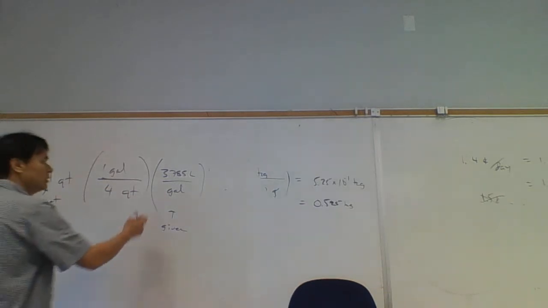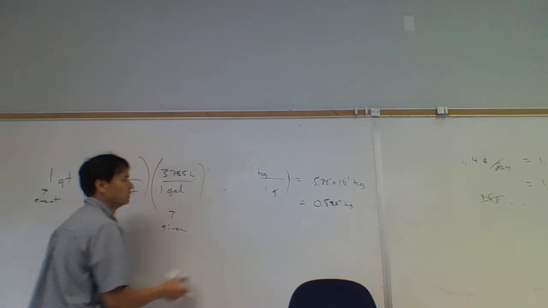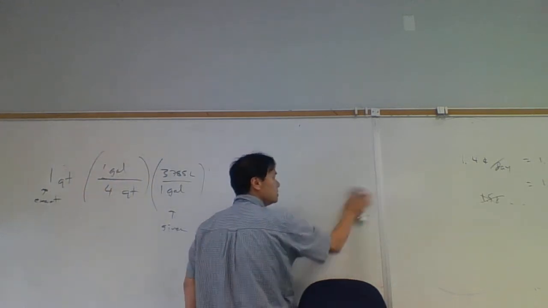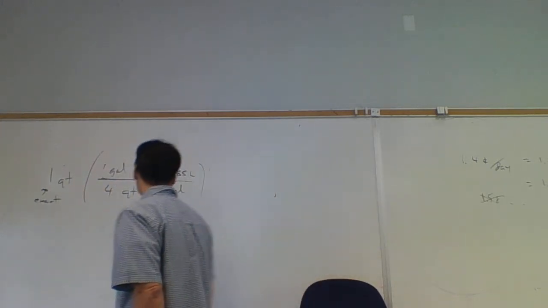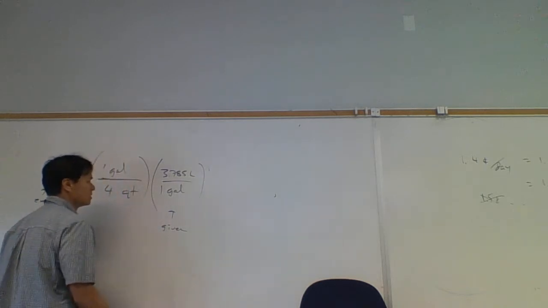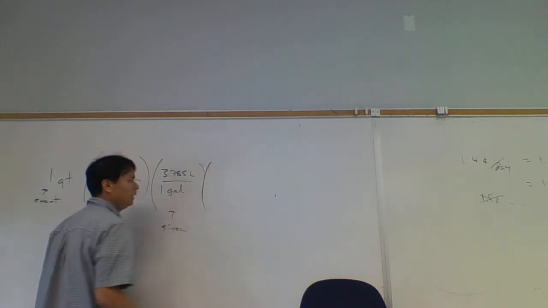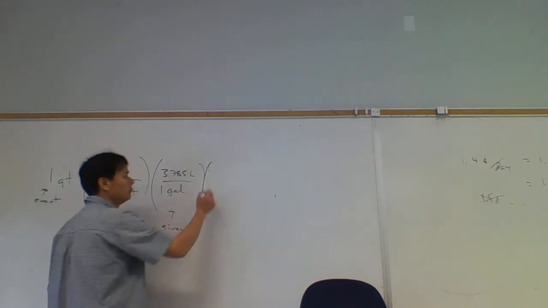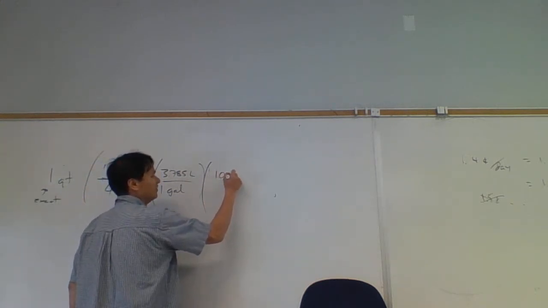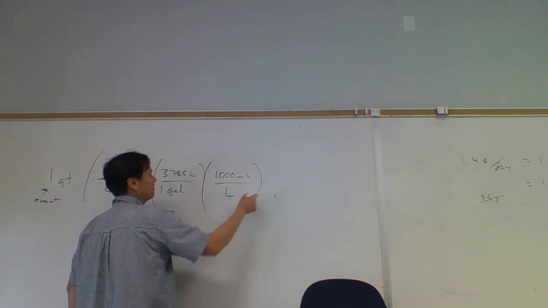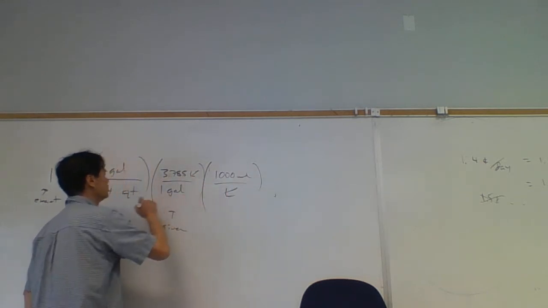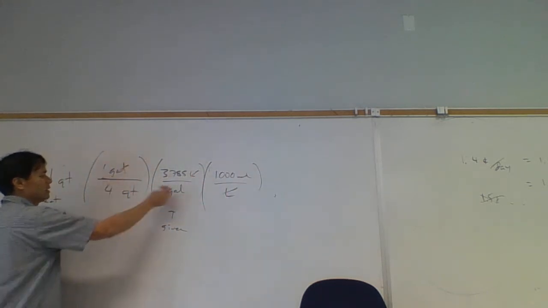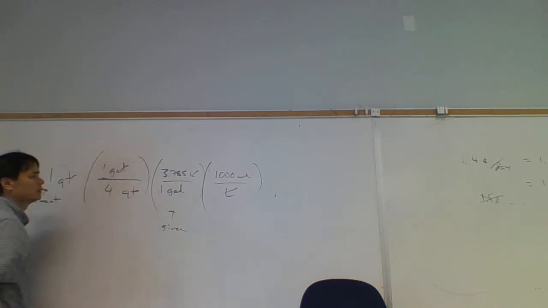But this one's only good to how many sig figs? 4. Which is good for most of our problems. 4 sig figs is adequate. And then what? Yeah, 1,000 milliliters. Put that on top per liter. So the liters cancel, milliliters are left, gallons cancel, quarts cancel. So that's how many milliliters. And so we punch out the number.